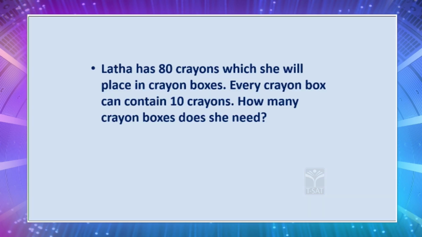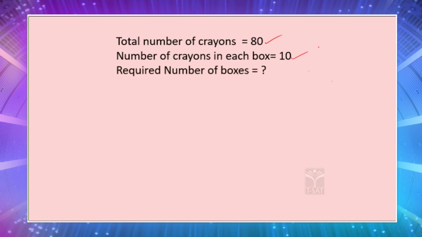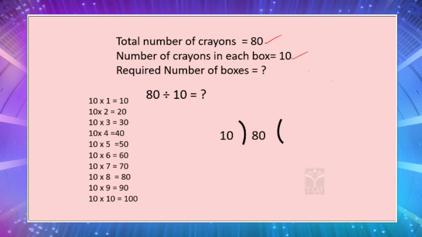Lata has 80 crayons which she will place in crayon boxes. Every crayon box can contain 10 crayons. How many crayon boxes does she need? The total number of crayons is 80 and the number of crayons in each box is 10. The required number of boxes we have to find. So, 80 crayons can be divided into 10 groups. See, 10 eights are 80. So, the result is 8, 10 eights are 80, the remainder is 0. So, how many boxes do we require?